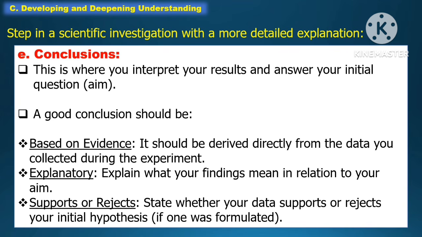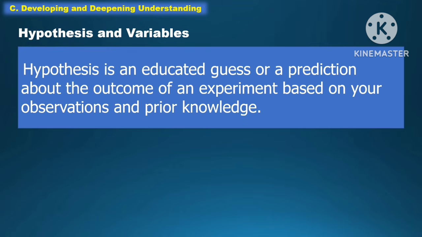The second one is explanatory. Explain what your findings mean in relation to your aim. And the last one, it supports or rejects. It states whether your data supports or rejects your initial hypothesis if one was formulated.